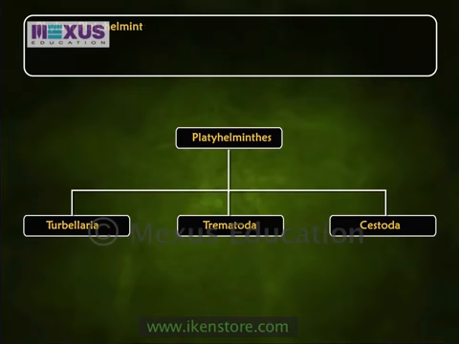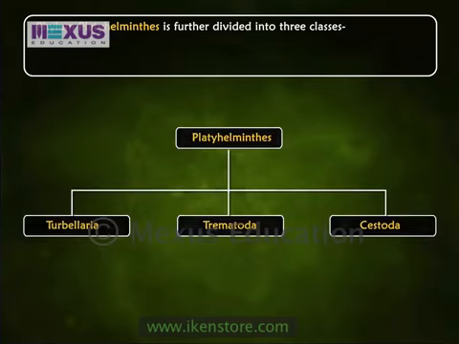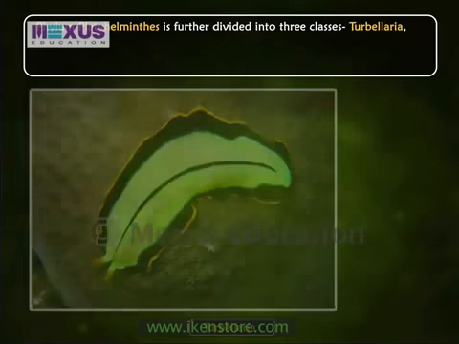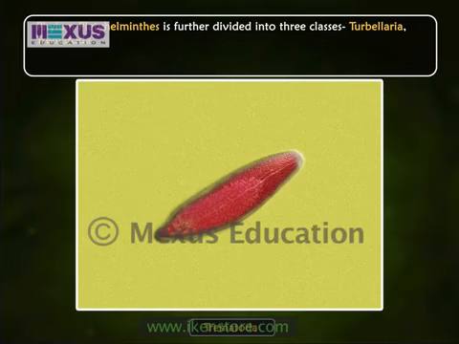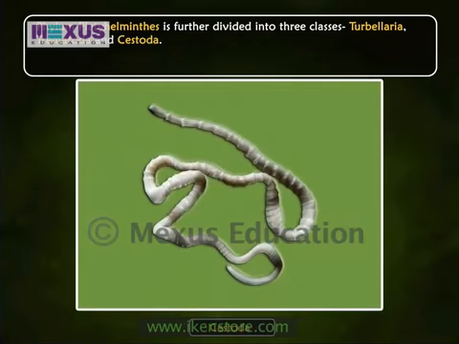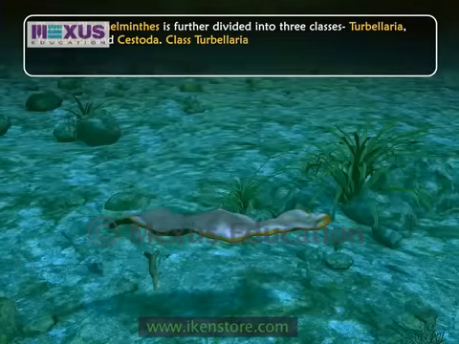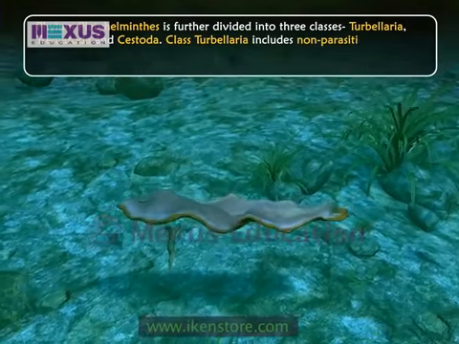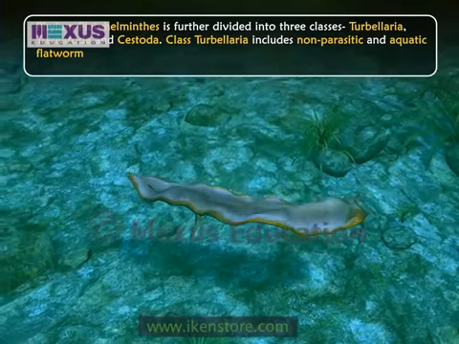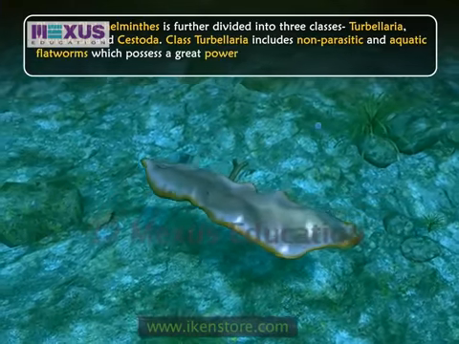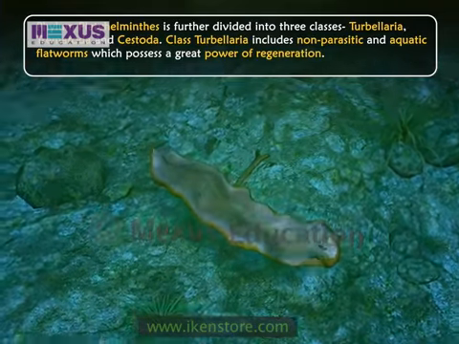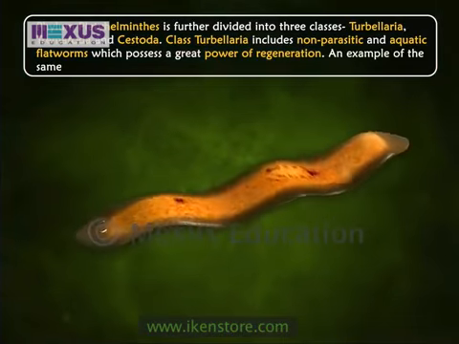Phylum Platyhelminthes is further divided into three classes: Turbellaria, Trematoda, and Cestoda. Class Turbellaria includes non-parasitic and aquatic flatworms which possess a great power of regeneration. An example of the same is planaria.